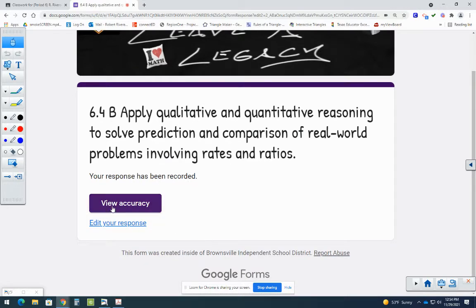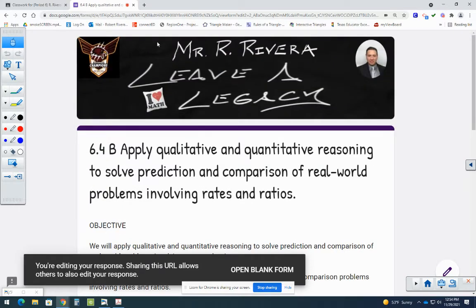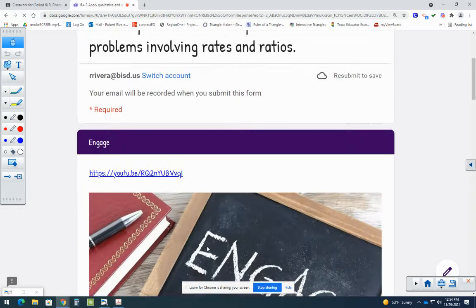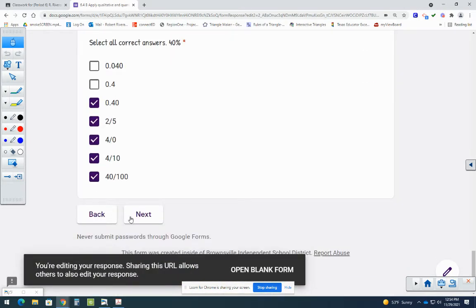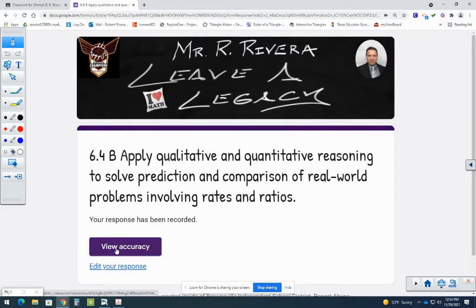Anytime that you submit, you can go check your score. If you don't like the score, you may go try again. Make sure that you correct all the work on the homework journal. You can't just be choosing randomly. I want you to show the work if you want me to give you credit. So all you have to do is click on edit my responses and you can go try again. The highest you can get if you try again will be a 70. And of course, once you try again and fix your answers, you can always submit again and check your score.